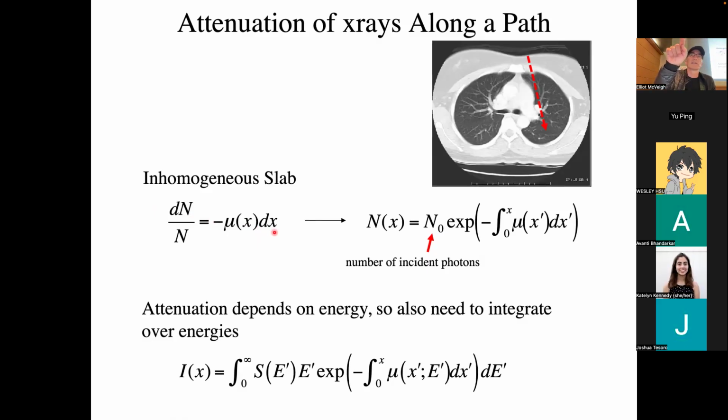So I'm going to lose some, and then I move to my next delta x. I'm going to lose some more. I move to my next delta x. I'm going to lose some more. And the number I lose is going to be linearly proportional to whatever the mu value is at that point as I'm going through the patient, right?